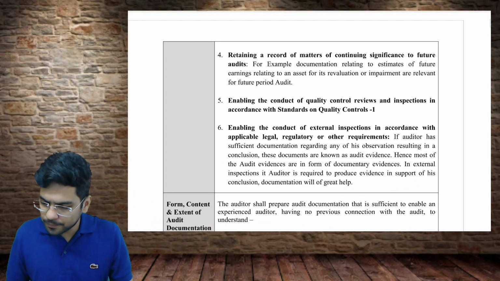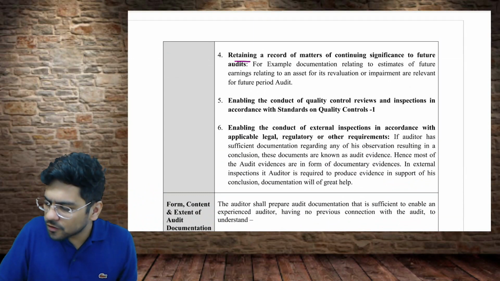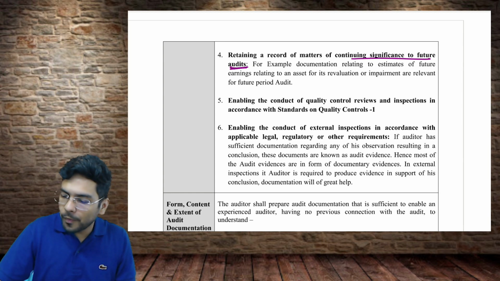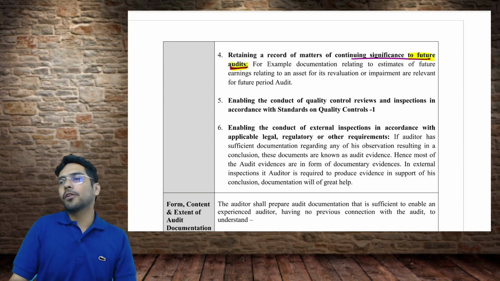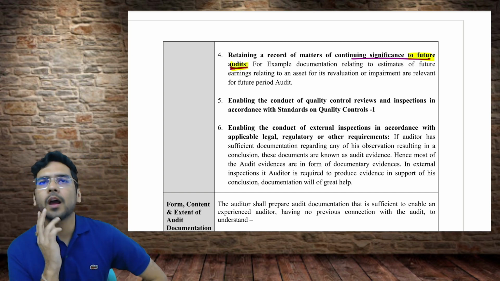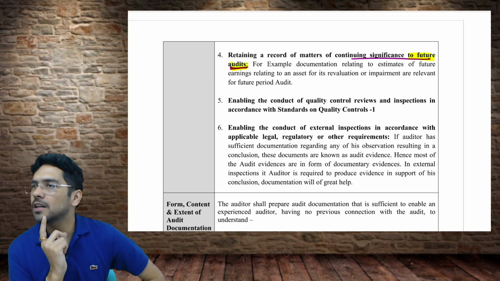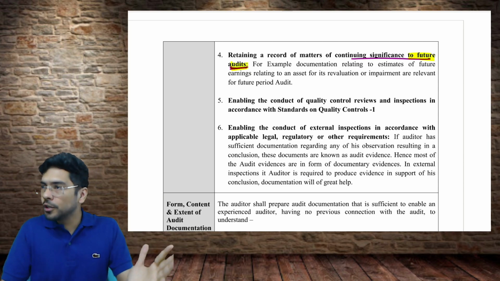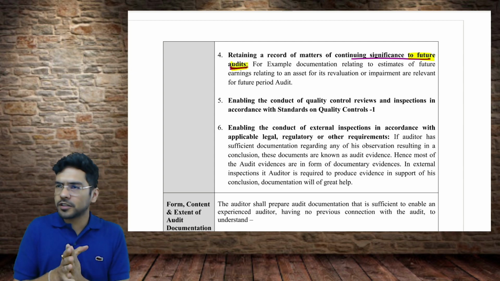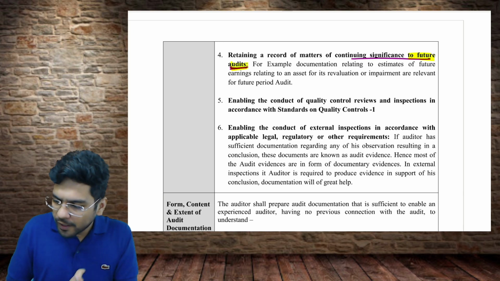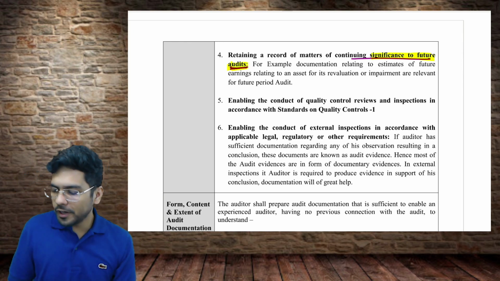Next, retaining a record of matters of continuing significance to future audits. So the next benefit of audit documentation is what? Future audits. It will serve as a reference. You will refer to it in future audits. Let's say I am doing the audit this year. Hey, how did I do the depreciation calculation last year? Let us take the audit file out and I'll see, okay, this is how the depreciation calculation was done. So is it not acting as a reference in my current year audit, right? So it will help you for future audits as well.